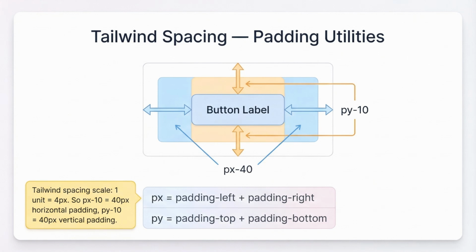The numbers in Tailwind's spacing scale follow a consistent rule. Each unit equals 4 pixels. So if you write px-10, that's 10 times 4, which equals 40 pixels of horizontal padding. This makes it easy to reason about spacing at a glance once you know the scale. It's predictable and consistent across your entire project.